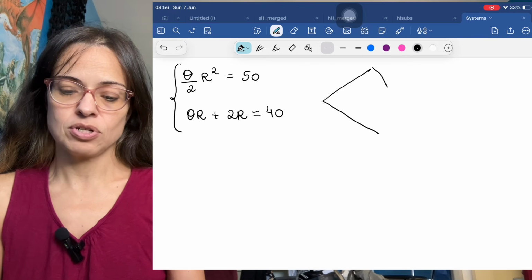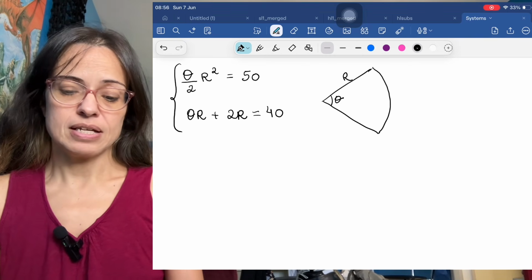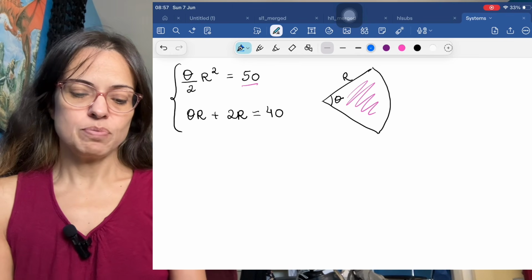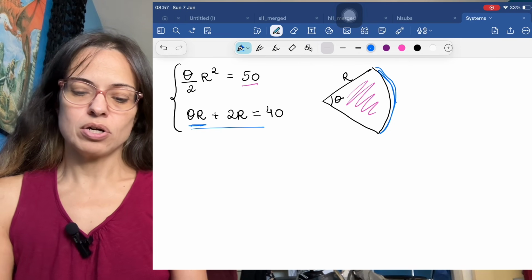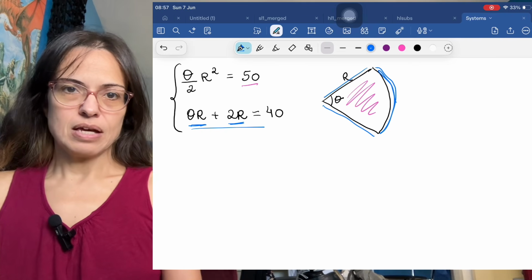You have a circular sector, it has a radius, it has a theta, it has an area, which you know, and the perimeter is this here because it's the arc length. Theta r is this side, and the two r's are this r and this r, so we went around the whole sector, and that is the perimeter.